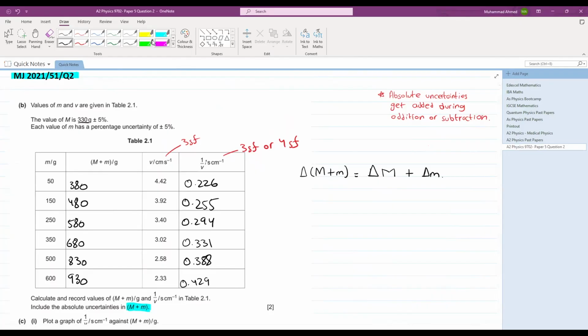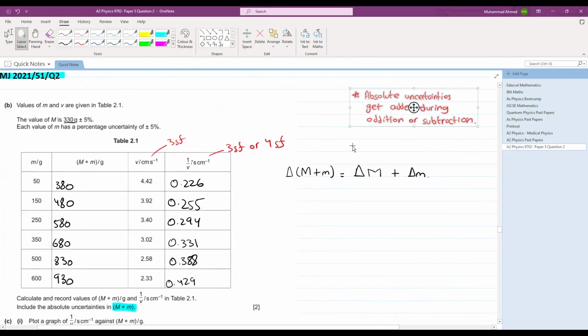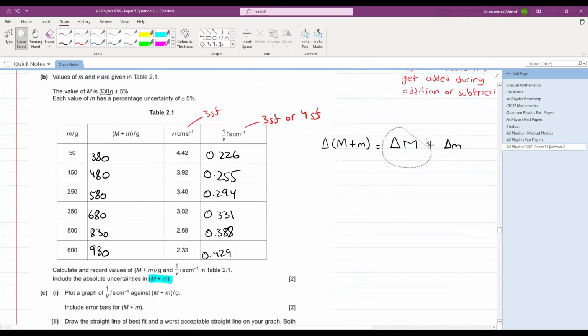Please remember this golden rule. Whenever you have to calculate absolute uncertainties and your variables are adding or subtracting, what do you do? You add the absolute uncertainties of the individual variables. Simple. Let me repeat it again. Whenever you have to calculate the uncertainties and variables are adding or subtracting, you add the absolute uncertainties of the given variables. Simple. Now here you had to calculate the absolute uncertainty in capital M plus small m. What will you do? You will add the absolute uncertainty of capital M plus the absolute uncertainty of small m.